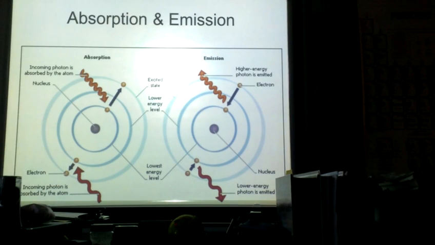And you may see some of this on your test. So just to sum up, absorption versus emission. If this is my electron, I have an incoming photon. That energy will be absorbed by the electron. The electron will then move to an excited state.